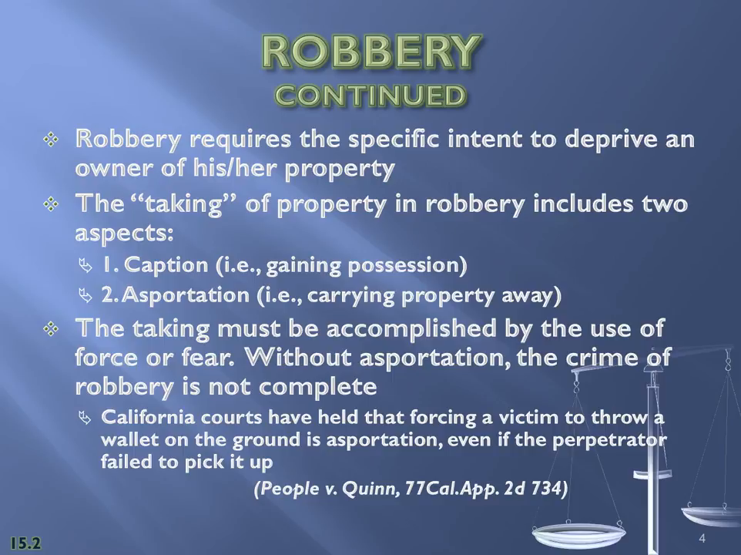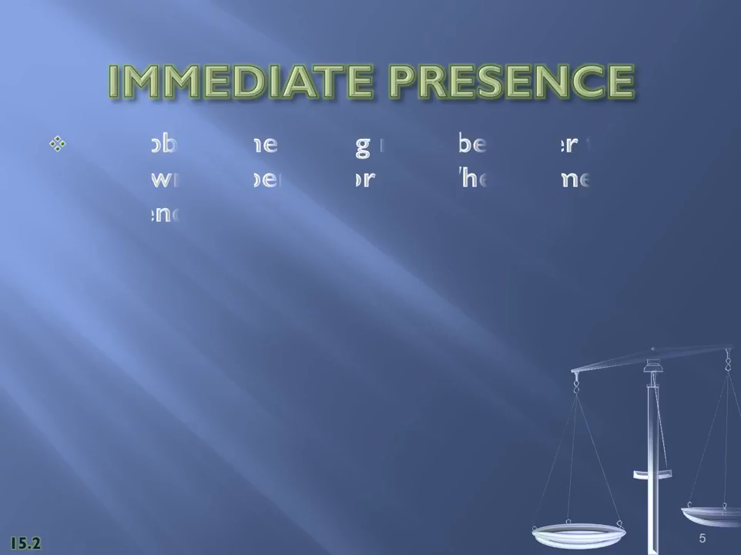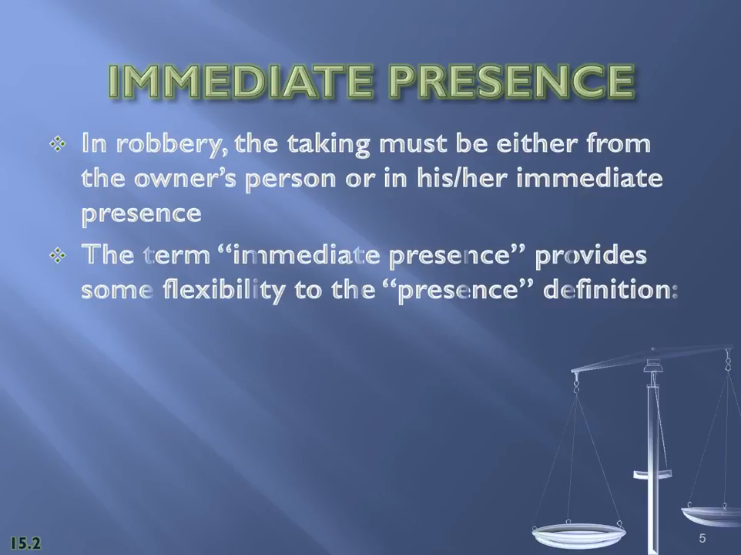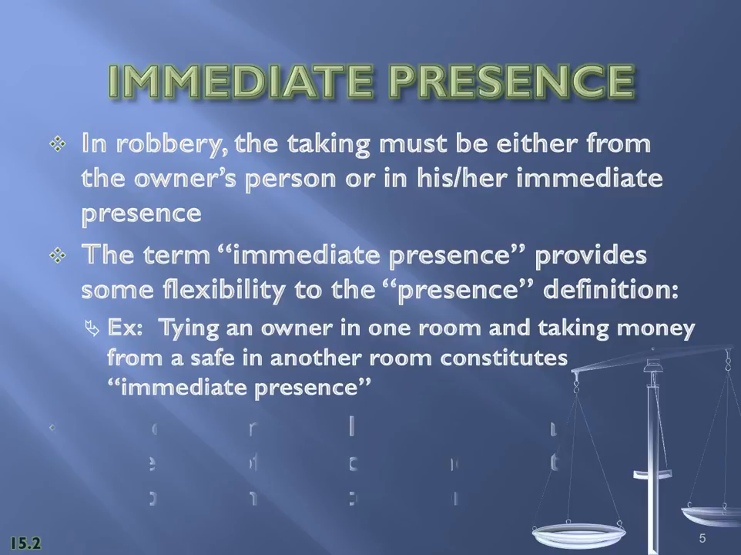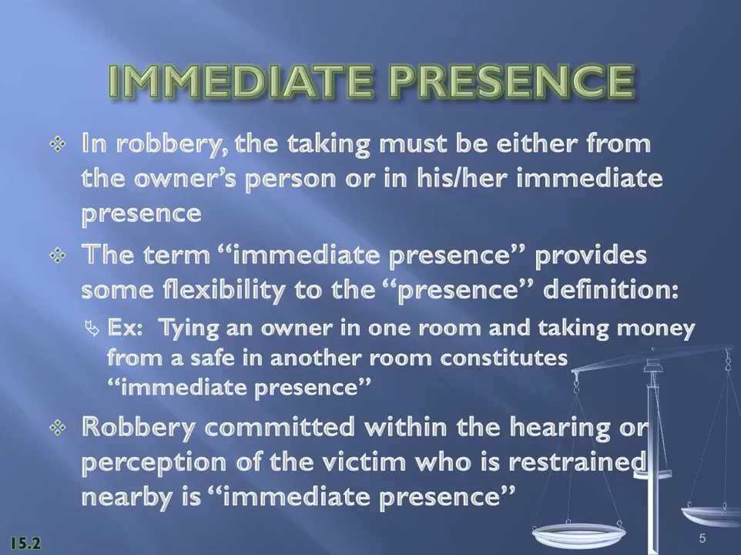But if you look below, you get an example here in People versus Quinn. California courts have held that forcing a victim to throw a wallet on the ground is in fact asportation, even if that suspect fails to pick it up. So just a couple of extra little tidbits there, and we'll move on. Let's look at the elements real quick before we talk about that immediate presence thing.